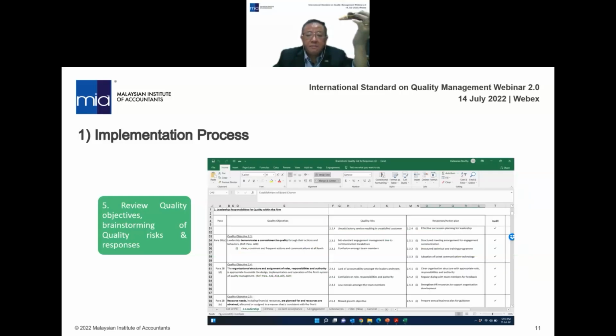Okay, then number 5, we review quality objectives, brainstorming quality risks and responses. This is how we documented. Okay, column by column: quality objective, matching the risk, respond. How do you want to respond? Then apply to the risk department, apply to audit, tax, advisory, and even the academic department, right? Also because the partnership decided everybody must comply. We don't want exceptions. Okay, of course, scalability comes into play in decision making. But we start from the highest first, then we scale down step by step.